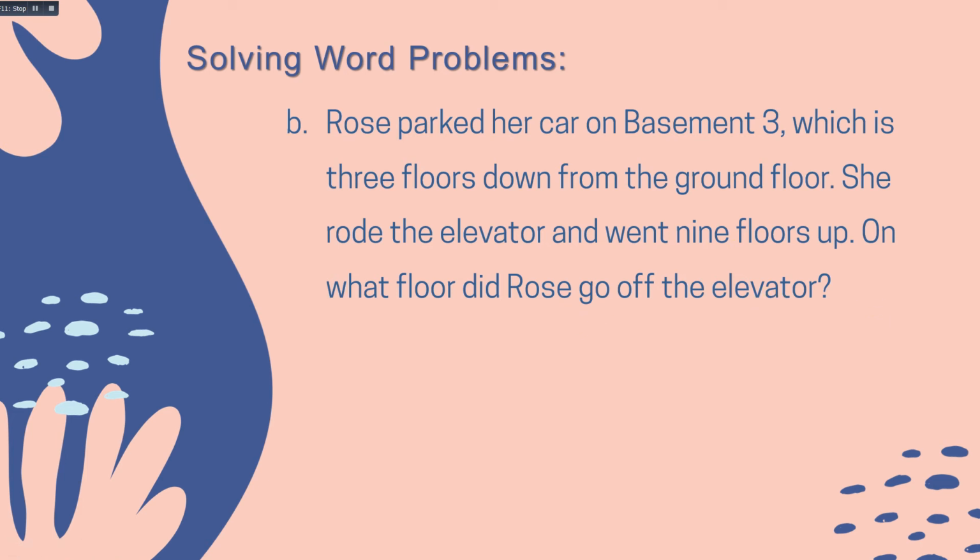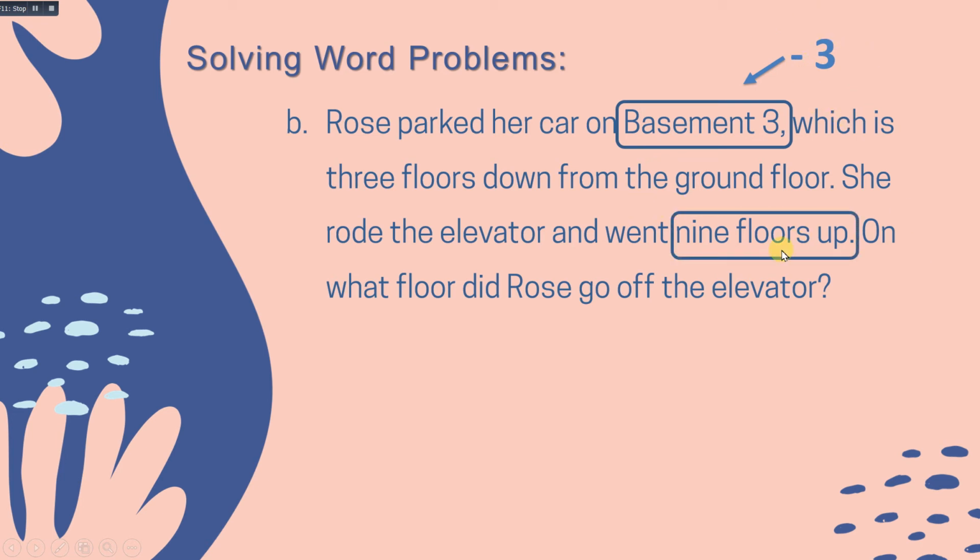And I have 9 floors up. So 9 floors indicates that it is a positive since from the basement, the elevator goes up. That is why my value for this one is positive 9. Okay, my solution would be negative 3 plus 9. My answer would be 6.